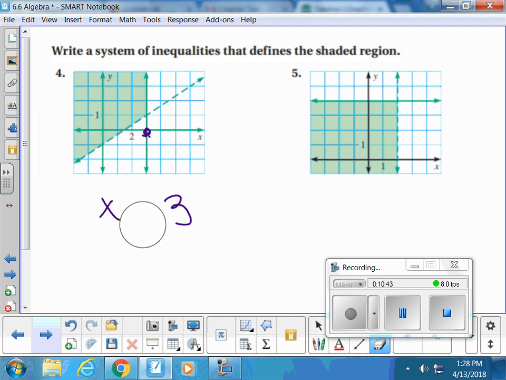But we want an inequality symbol again. It is solid, so it's either going to be this symbol or this symbol. Are they shading below or above the line? So we want to go with a less than or equal to. So it's x is less than or equal to 3. That would be our vertical line right here.